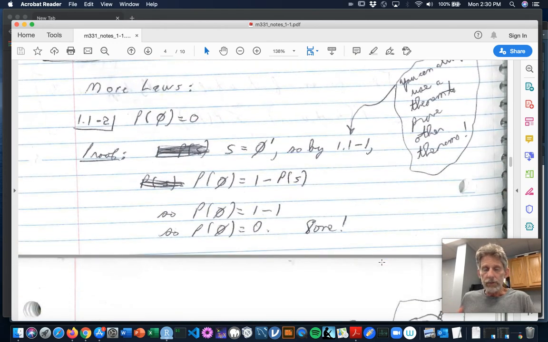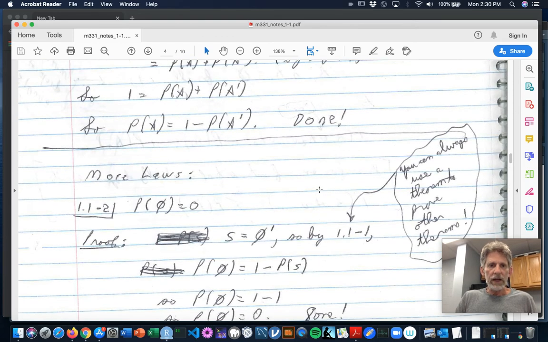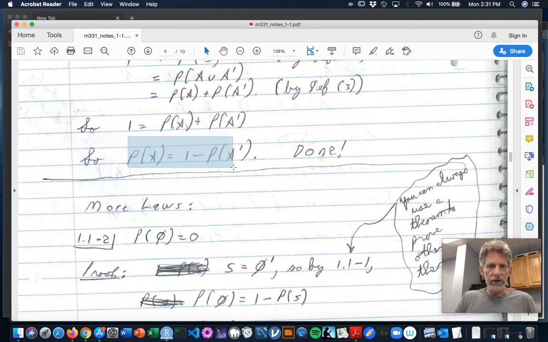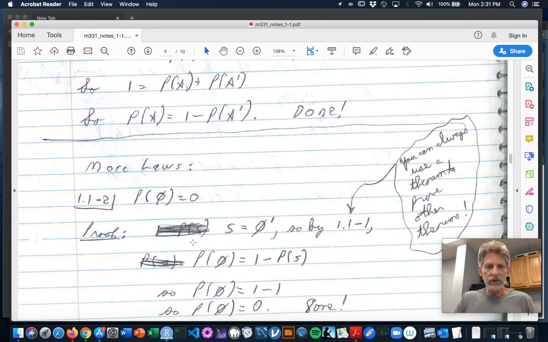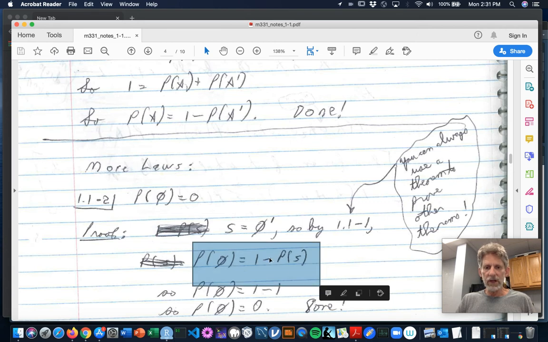Another kind of intuitive idea you might come to once you intuit the empty set is that the probability of the empty set should be 0. The probability for something impossible should be 0. But we can prove it. How? Well, notice that the sample space is the complement of the empty set. It's everything that's not in the empty set, right? And so thinking back to this law that we've just proved, the probability of the empty set should be 1 minus the probability of its complement.